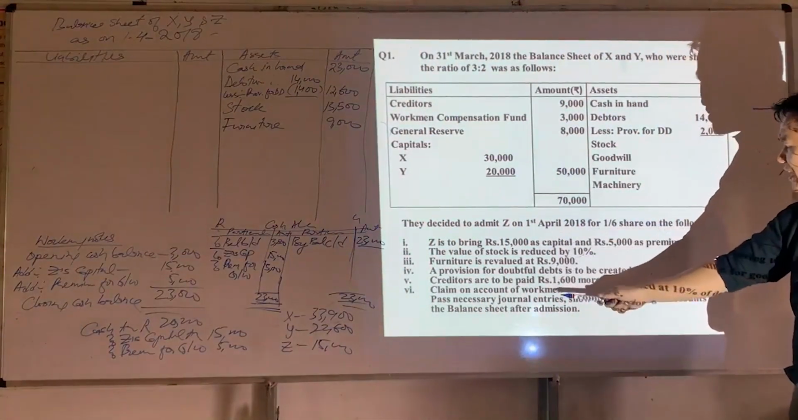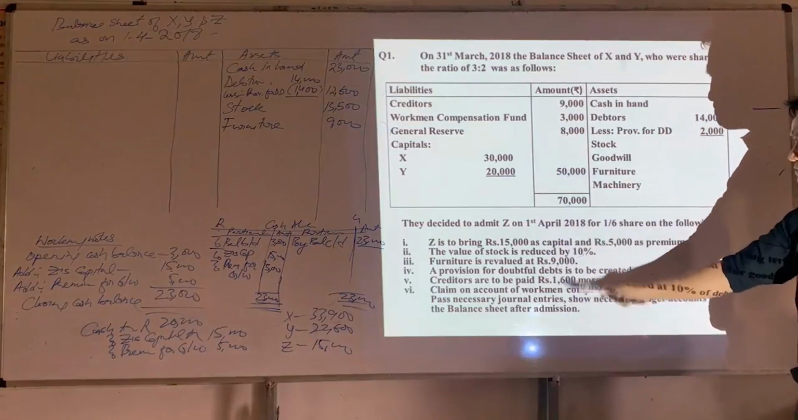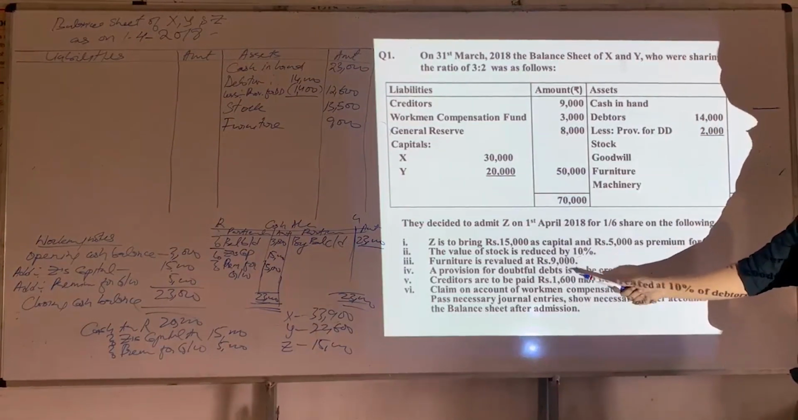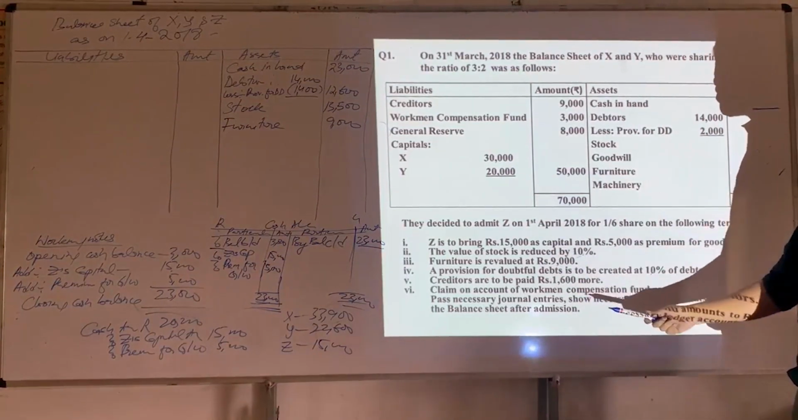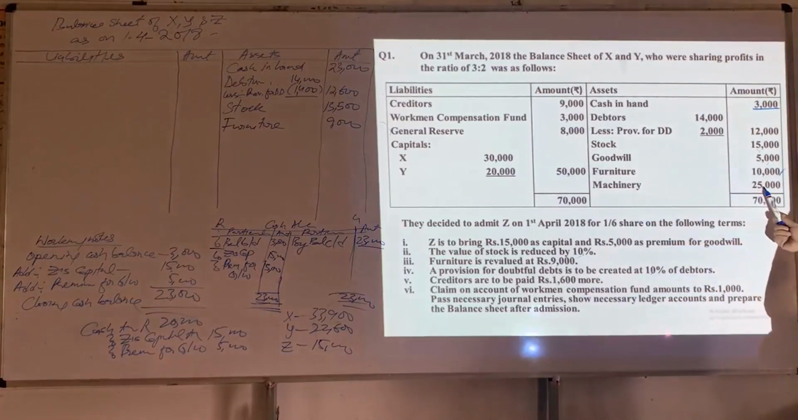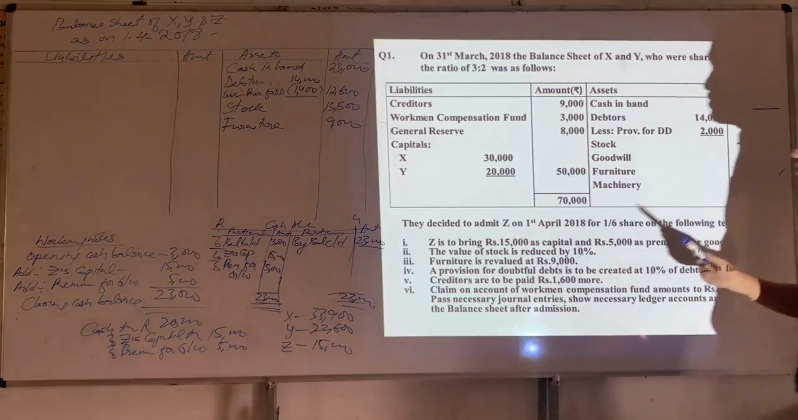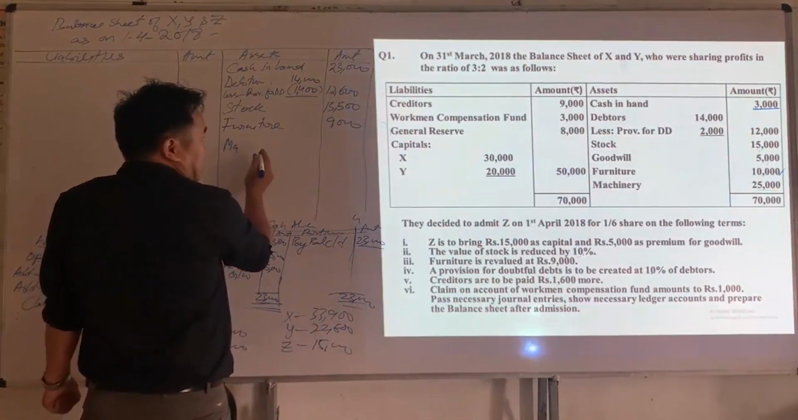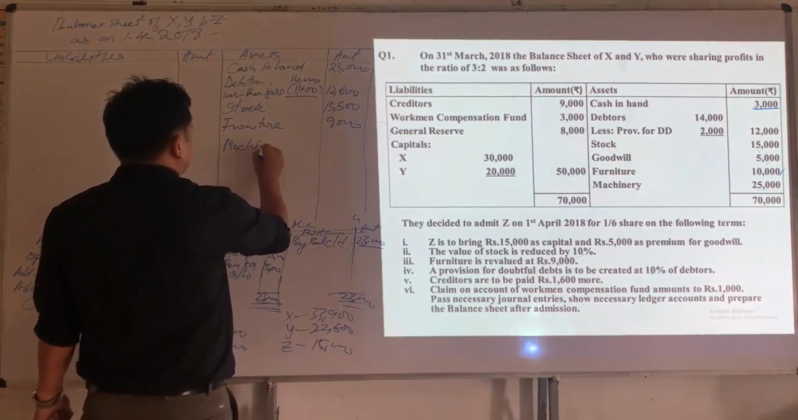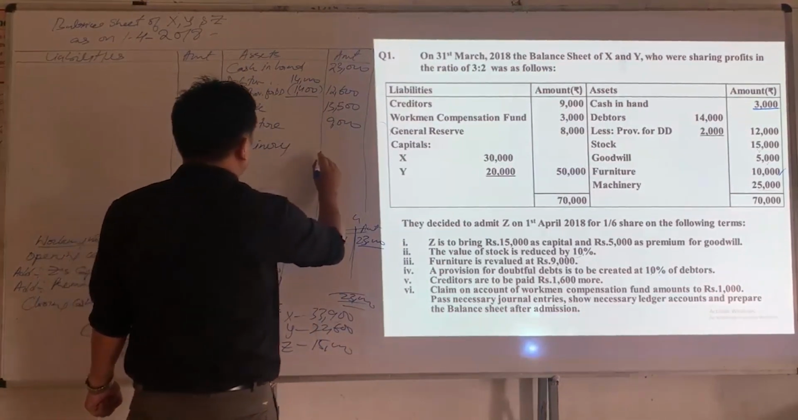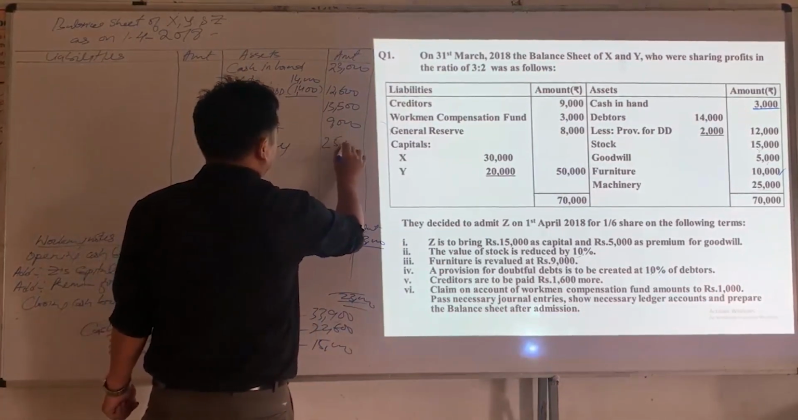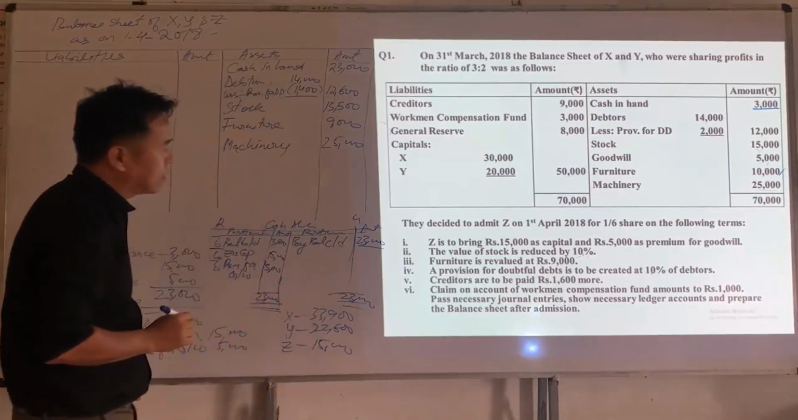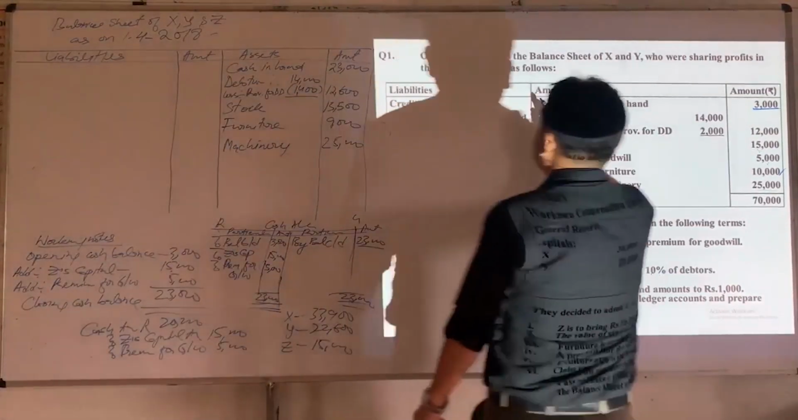Since information regarding machinery is not given in the adjustment, we have to assume that there is no change in the value of machinery. So we can write the book value of machinery as the current value of machinery, which is 25,000. We have to write the same amount since there is no change in the value of machinery. What is the current value of machinery? 25,000. Okay.